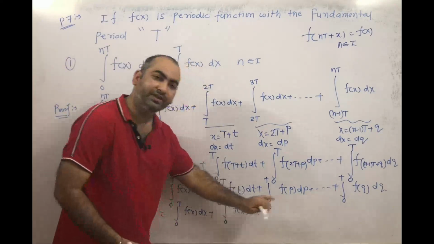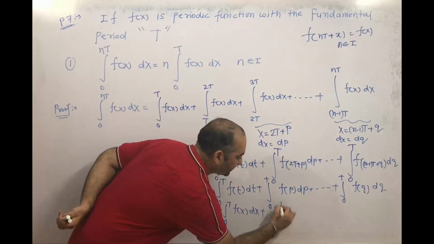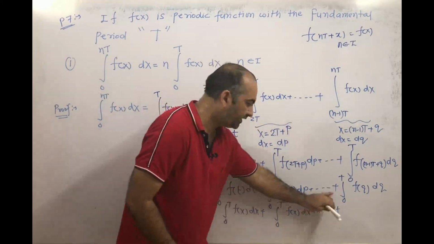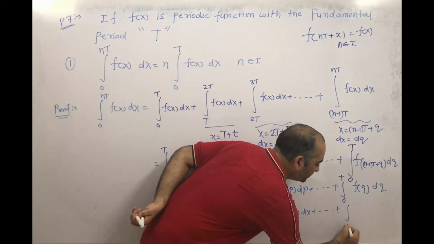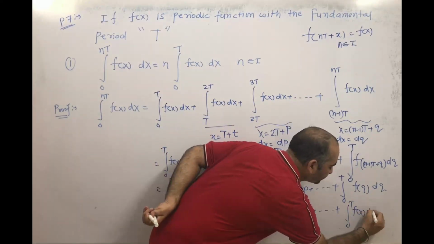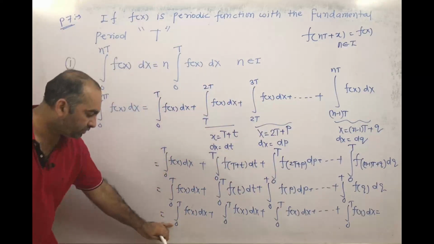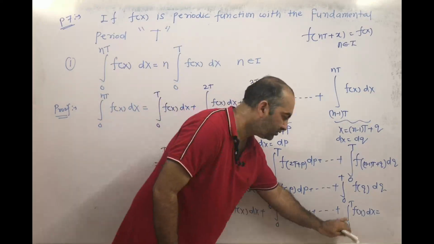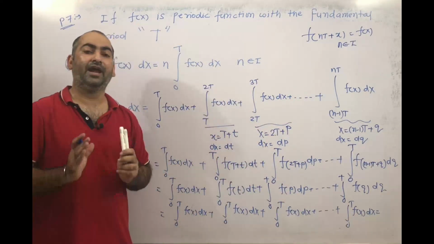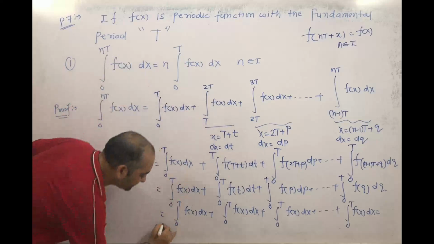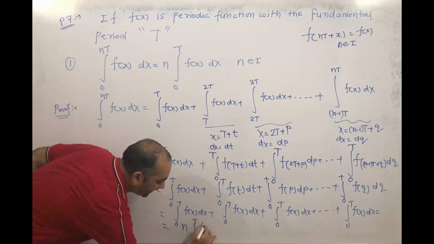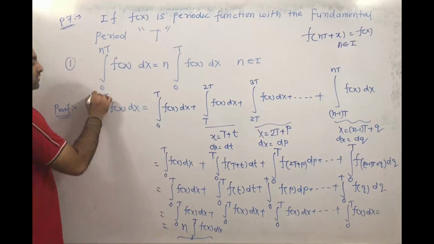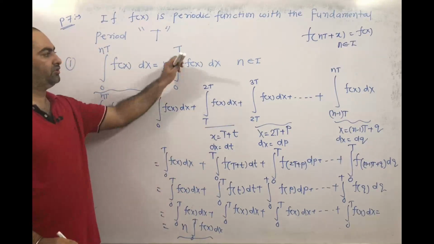Okay, similarly this also we can write in terms of x. So this will come out 0 to capital T f(x) dx, plus dot dot dot, plus this also we can write in terms of x. So this will come out 0 to T f(x) dx. So you can see 0 to T f(x) dx plus 0 to T f(x) dx plus 0 to T f(x) dx and so on, plus 0 to T f(x) dx. So how many times are we writing here? N times. So this will come out n times integration 0 to T f(x) dx. This only is your proof. So this is equal to n times 0 to T f(x) dx.